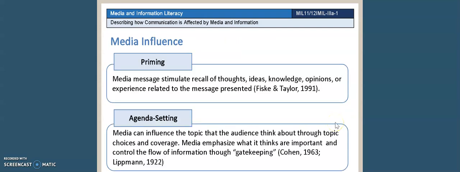Let's discuss media effects which are identified by different media scholars. First is priming. It says that media message stimulate recall of thoughts, ideas, knowledge, opinions, or experience related to the message presented. Another one is agenda setting theory, which says that media can influence the topic that the audience think about through topic choices and coverage.